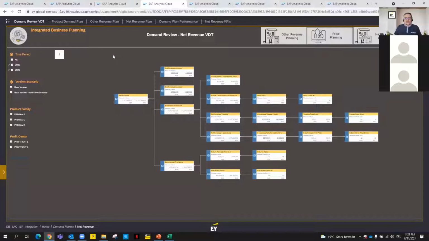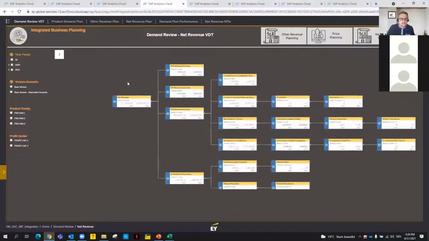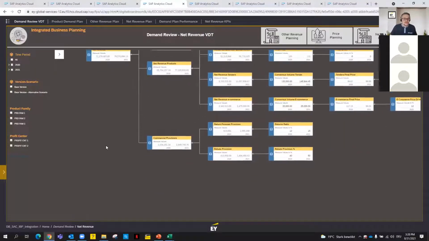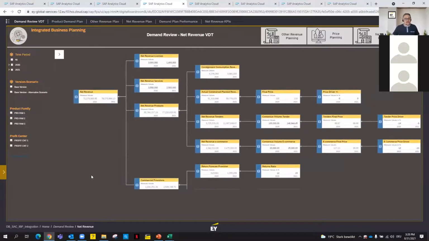So in order to complement the planning of the revenues, we use the value driver tree for the net revenues. So how did we construct it? First of all, we tried to reflect the business model granularity in this planning. It means that we gathered the revenues from the selling of the licenses, services, products, but we also have to plan some deductions, some commercial provisions. And that's what is built here in this model.